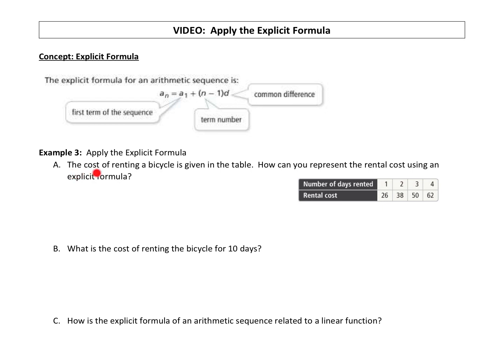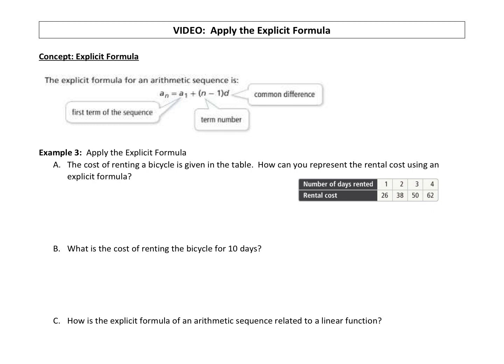Part A. The cost of renting a bicycle is given in the table. How can you represent the rental cost using an explicit formula? So if we take a look at our data over here, we can see the number of days rented. 1 day will cost $26. 2 days will cost $38. 3 days will cost $50, and 4 days will cost $62.